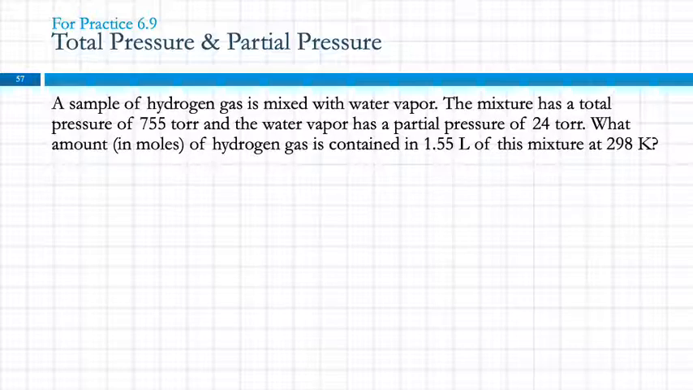Another example. Sample of hydrogen gas is mixed with water vapor. The word vapor and the word gas, same thing. Just water gas sounds funny, so we say water vapor. The mixture has a total pressure of 755 torr, and the water vapor has a partial pressure of 24 torr. What amount in moles of hydrogen gas is contained in 1.55 liters of this mixture at 298 Kelvin? Just so much stuff. Pull the numbers out, write them down. 755 torr.